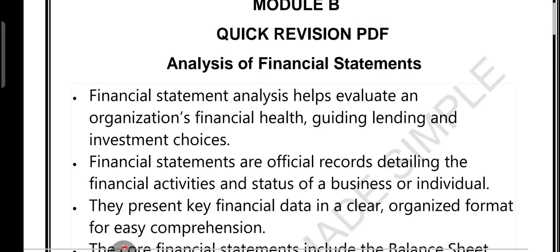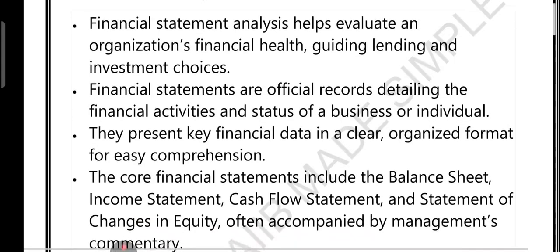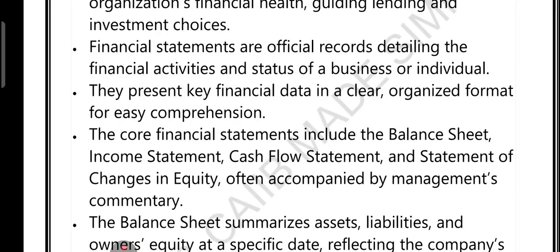Now, what are financial statements? Financial statements are like an official report that shows what a company owns, what it owes, and how it is performing financially. They help make complex numbers easy to understand. There are four main types of financial statements. The first is the balance sheet. It shows the assets, liabilities and equity at a specific date. You can think of it as a snapshot of the company's financial position.